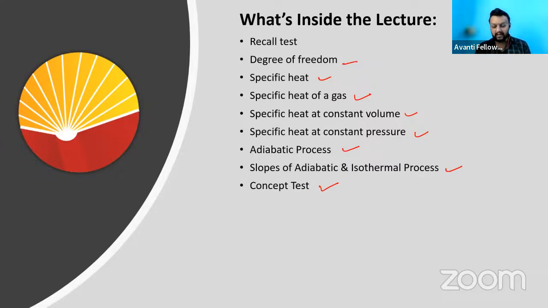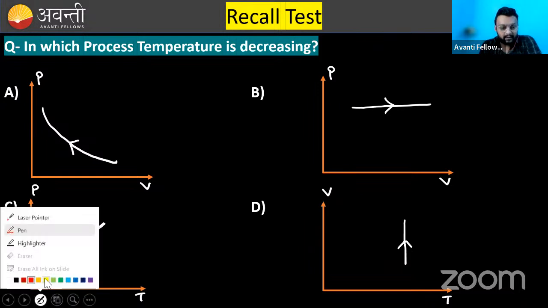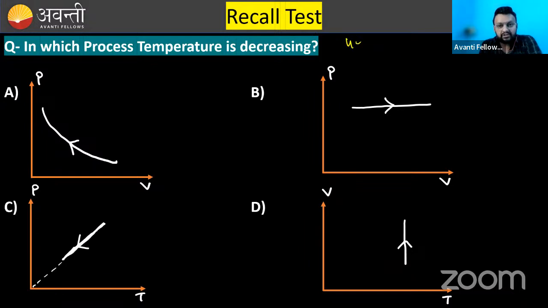Take your pen and paper out, and try to solve the first recall test. The question says, in which process is temperature decreasing? This is a very simple question, actually. That's what you need to determine. And for that, you have 40 seconds to answer the question. Okay, so I'm waiting for roughly 40 seconds.